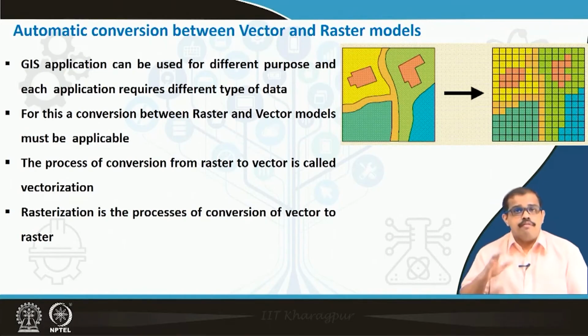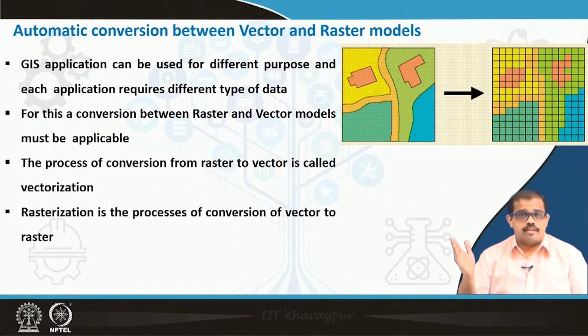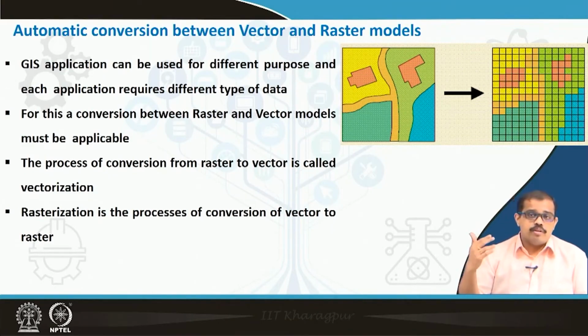Now, to convert this vector data, you need to know a process called vectorization. If you are converting vector data to raster data, it is called vectorization. If you are converting raster data into vector data, it is called rasterization. When you are looking at this kind of conversion, you need to keep certain things in mind. That is what we will look at.